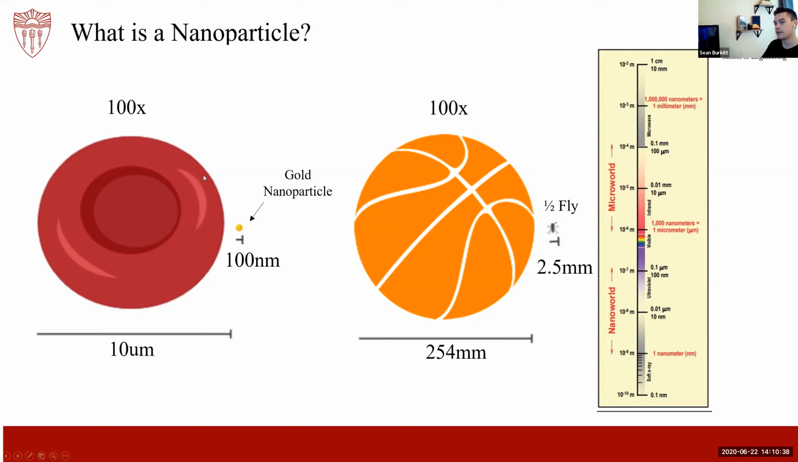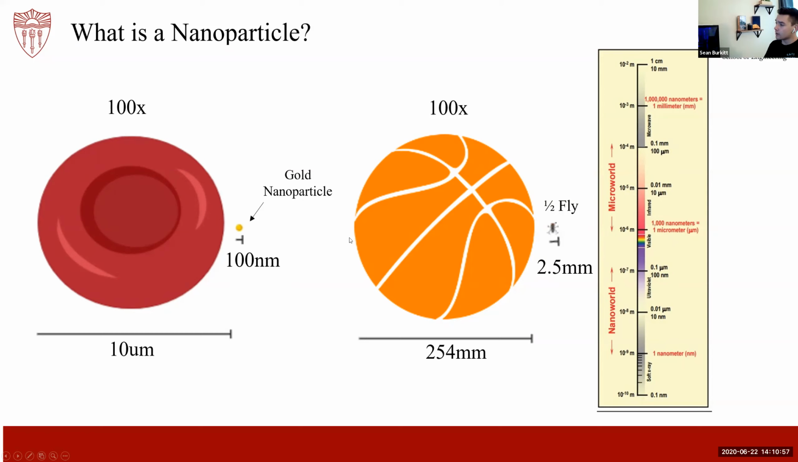You can see on the right here the typical size. It's a little bit smaller than a normal blood cell. Normal blood cells are between like 7 and 9 microns in diameter, with a cool little donut shape. And you can see the gold nanoparticle here is 100 nanometers. This image isn't quite to scale, but the scale bars are.